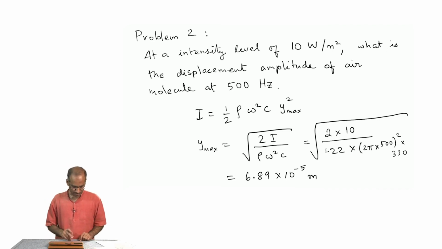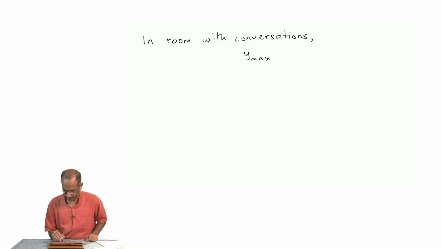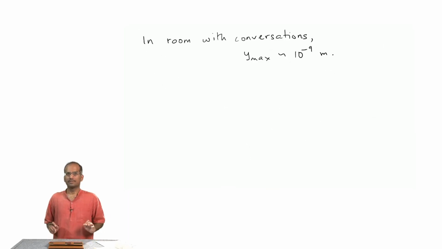Now, you should compare with what we had done before. Earlier on, towards the end of the last module, we said that in a quiet room or room with conversations between just one or two people, we saw that the displacement amplitude y max was of the order of 10 power minus 9 meters. So, clearly in this case the amplitudes are 10 power 4 times larger compared to the amplitudes of sound in a quiet room.